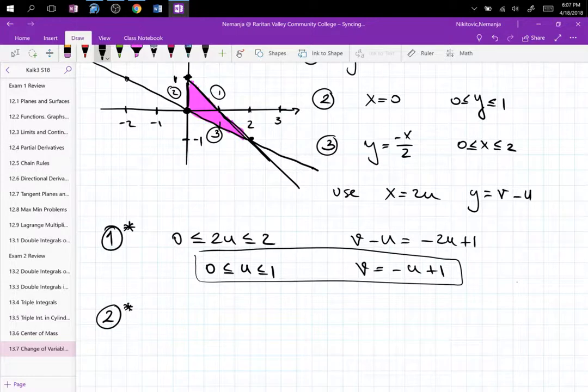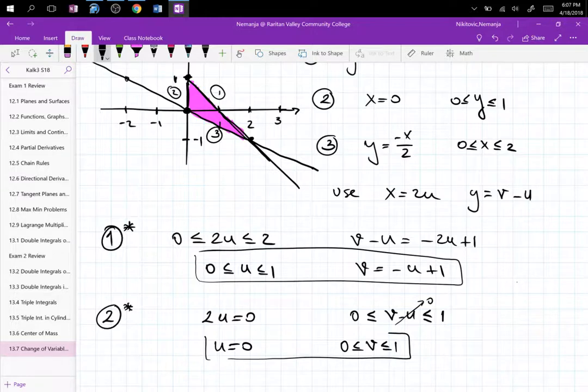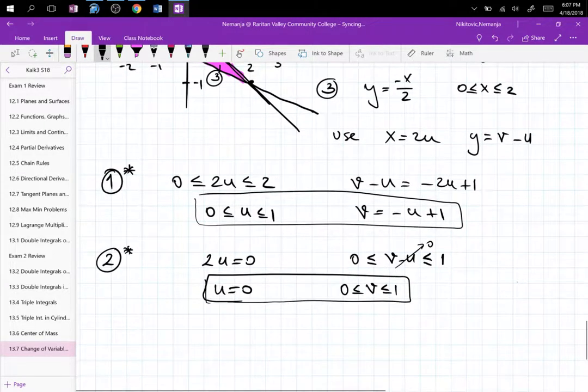2. We start with x equals 0. So if x equals 0, then 2u is equal to 0, from where u is equal to 0. And we have 0 less equal than y, given as v minus u, and that should be less equal than 1. Now we already have that u is equal to 0 from over here. So we just get 0 less equal than v less equal than 1. And this gives us the second transformation.